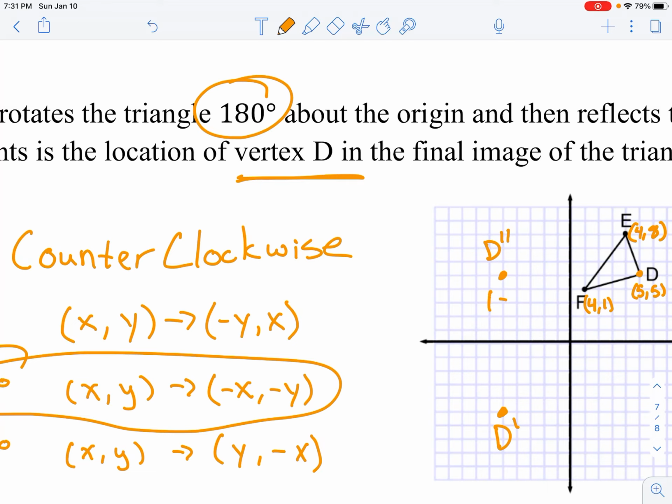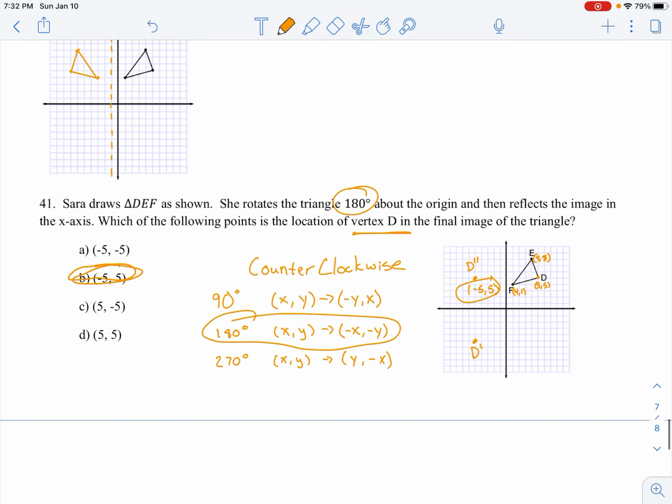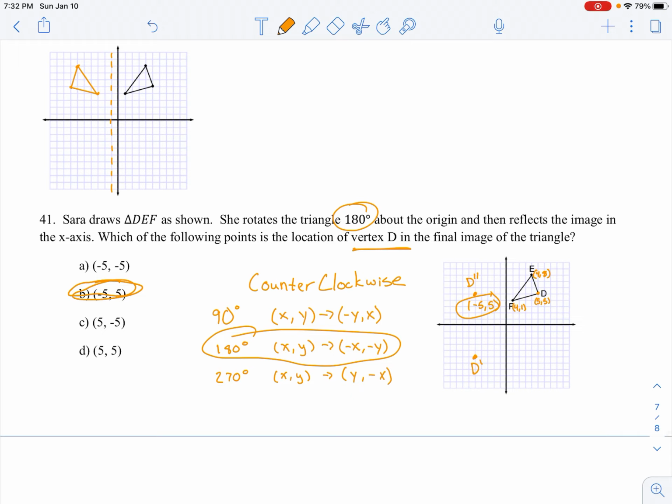This point is -5, 5, and I believe that is letter B. We didn't even have to reflect the whole picture, so looking for things like that can be a real shortcut for you on the semester test.